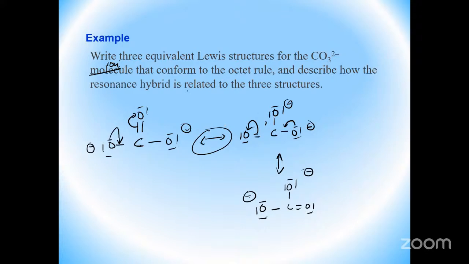It says, describe how the resonance hybrid is related to the resonance structures. Well, like I said, the hybrid will have characteristics of each of these, right? And in fact, in some textbooks, they will show you a diagram which shows what the hybrid looks like. Let me just show you what we're talking about here. And then you have this dotted line.